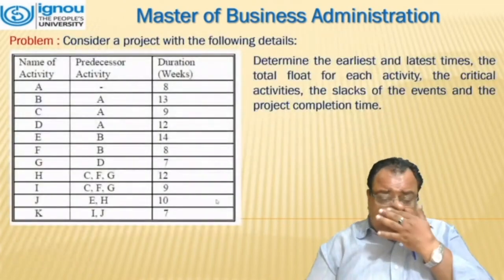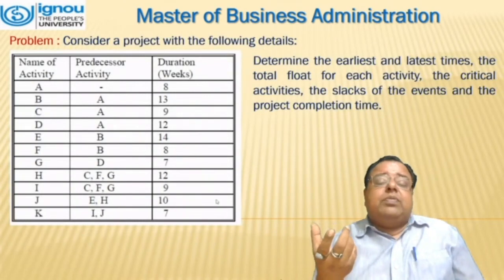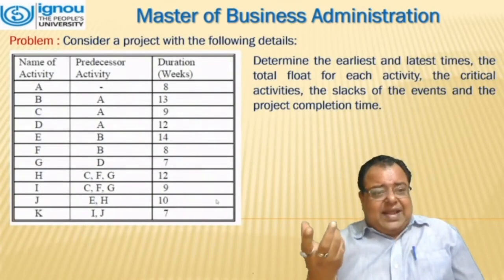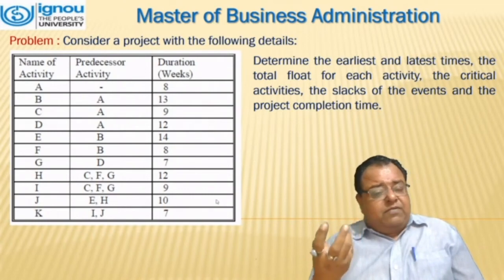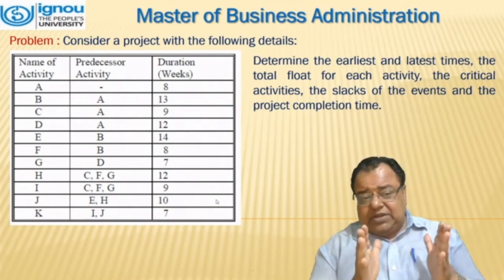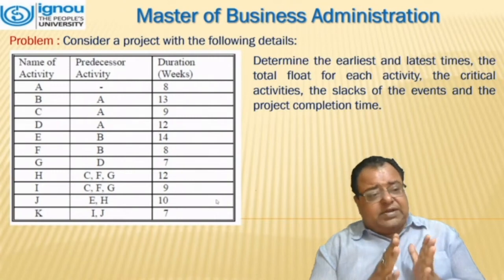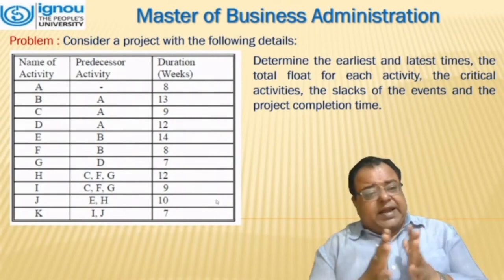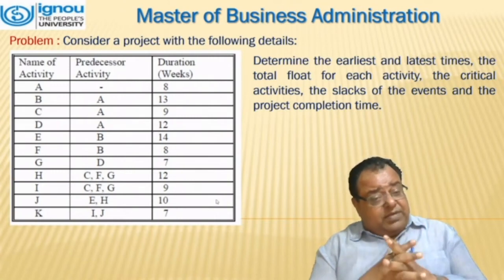Now we take up another problem which will be related to float and slack. The problem is given to us. Consider a project with the following details. We are given 3 things only. That is the activities, predecessor activity, and the duration of the completion.